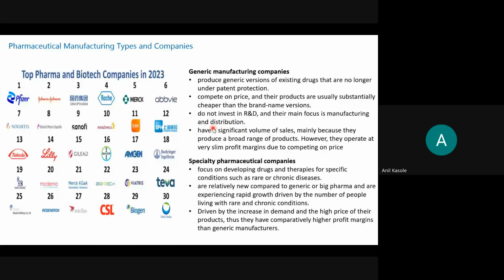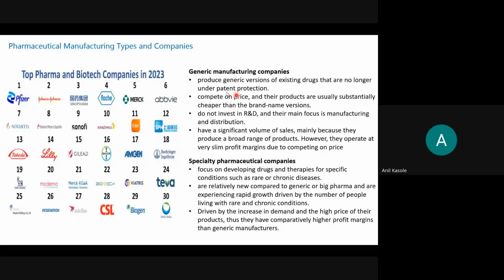They don't want to invest into R&D because, again, we saw what R&D is, right? It requires a lot of investment in money, time, and resources. But the generic product manufacturing companies invest less in R&D. Like I said, they have a significant volume, meaning a large volume of the product. So they can earn the revenue based on the commercial manufacturing. It is not like others. So this is about generic.